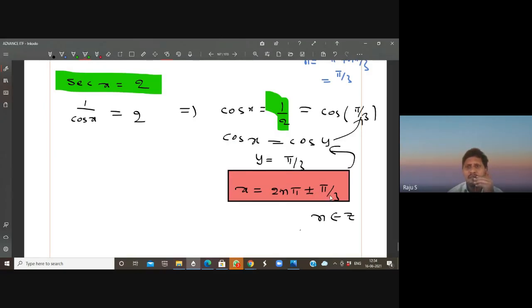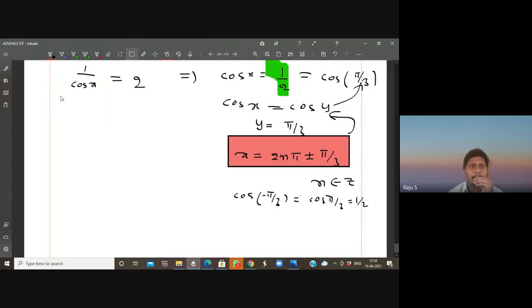Is cos of minus pi by 3 not equal to plus 1 by 2? It is plus 1 by 2. Substitute minus pi by 3. See, cos is even, so again cos pi by 3 is 1 by 2. Again the same value. Okay.